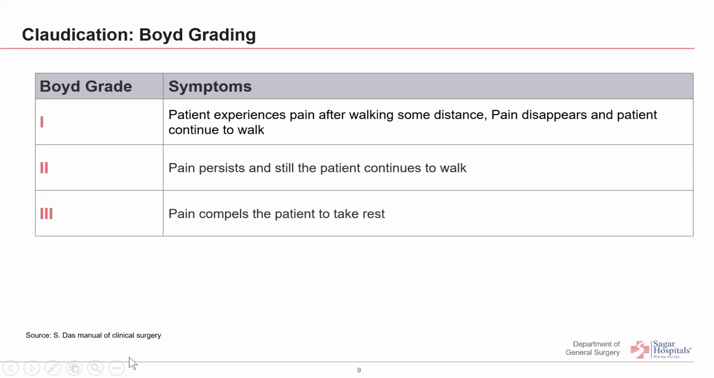Grade 2 is when the pain persists and the patient still continues to walk. Here it's almost like a mild to moderate occlusion. And then the third one is when pain actually makes the patient take rest. This is when there is a severe occlusion. So whenever you take history from the patient, you need to find out exactly how he narrates his entire experience, how he experiences the pain and what he does. That gives you the kind of grading, and this grading gives you a mental picture of how severe the disease is.